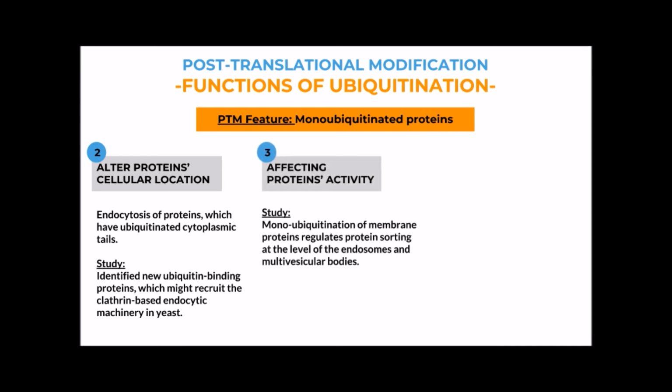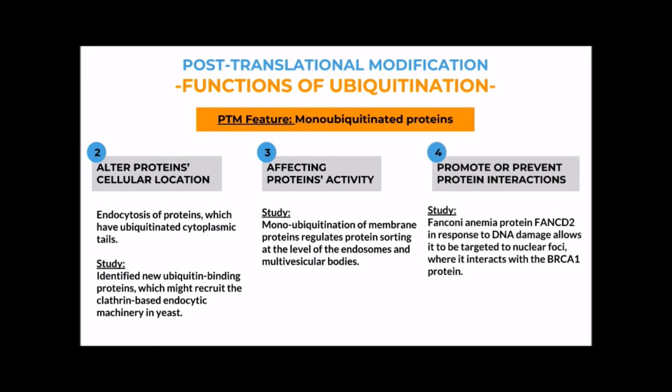The third function of this post-translational modification is its ability to affect a protein's activity. In a case study done by Scott and his colleagues, it was found that ubiquitinated membrane proteins are able to regulate protein sorting at the level of endosomes and multivesicular bodies. Another function which was found is its ability to promote or prevent protein interaction.